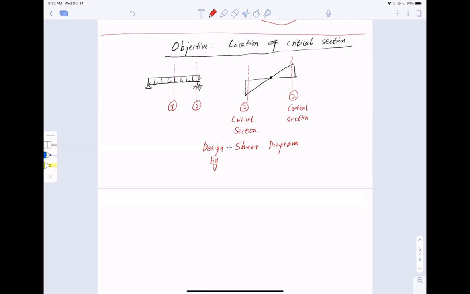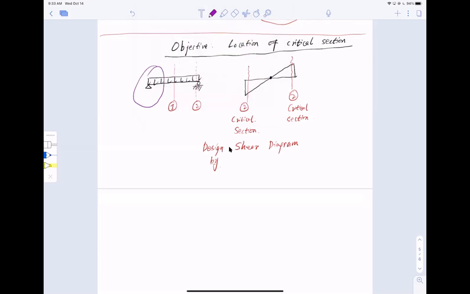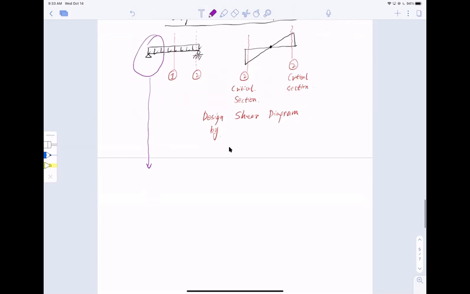But this is not detailed enough. Let me zoom in for you. Let's take a look at the support here. If this is a bridge, per se, what it actually looks like is something like this. From a side view, that's the top beam, and I have a column here.